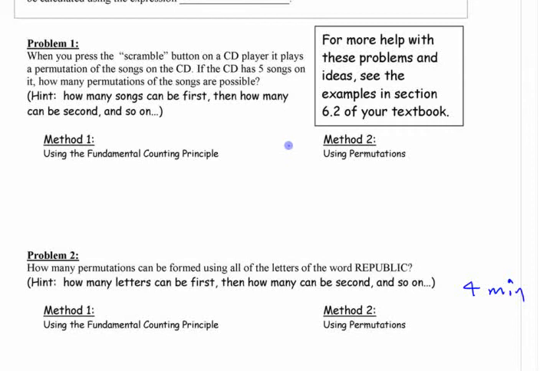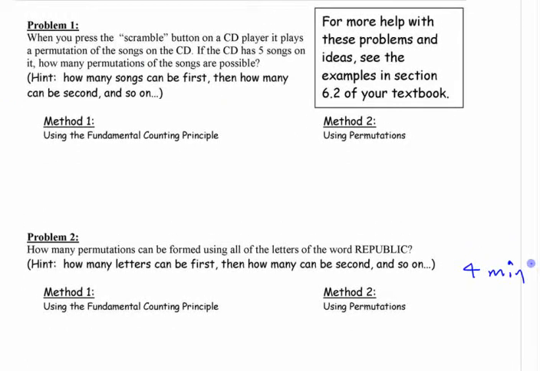A few questions here. What I left out was, well, maybe you can tell me, what did I leave out here? What concept? Not choosing all of them. Here's something, 5 songs. How many orders can those 5 songs come in?